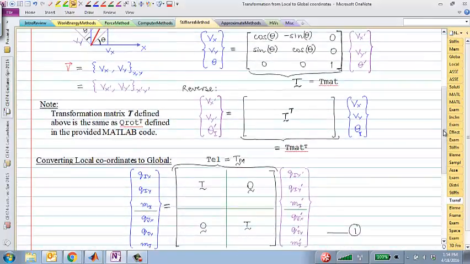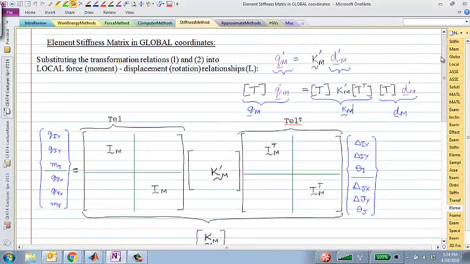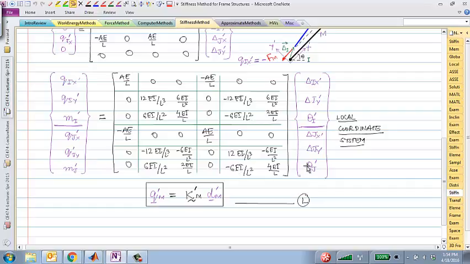So using this transformation matrix, we'll transform the local element stiffness matrix, which I think I did hurriedly last time. This was the relationship that we had come up with. Qm prime equals Km prime times Dm prime. This is the local force displacement relationship for frame elements. I'm just writing it in a compact way. I'm writing the previous relationship. Maybe I'll write that here as well. This guy is Q. It's already written. Qm prime.